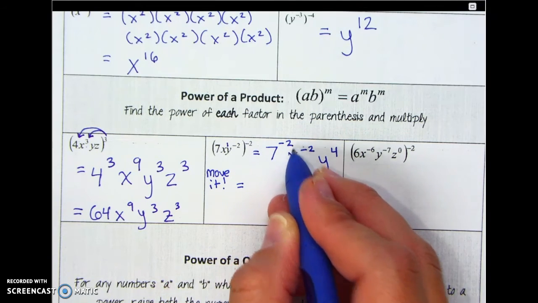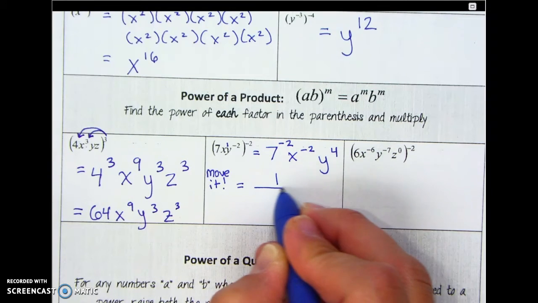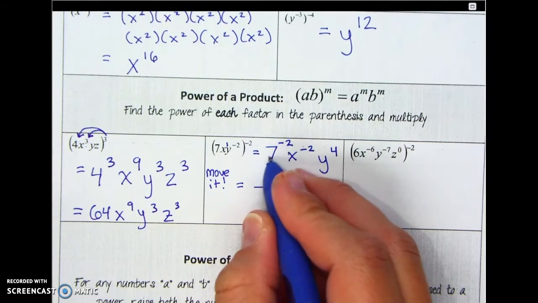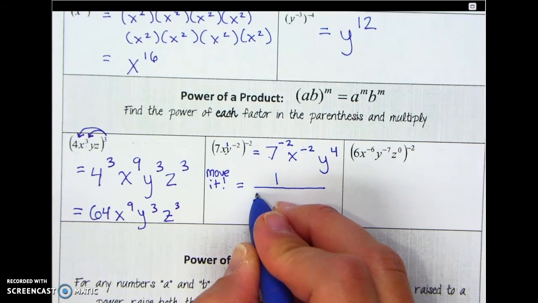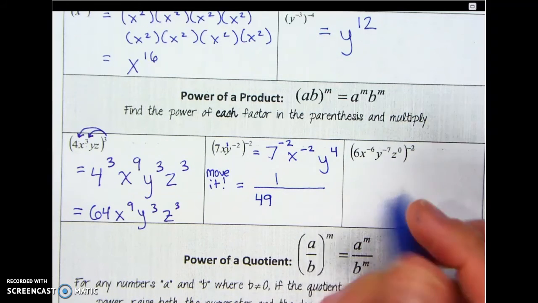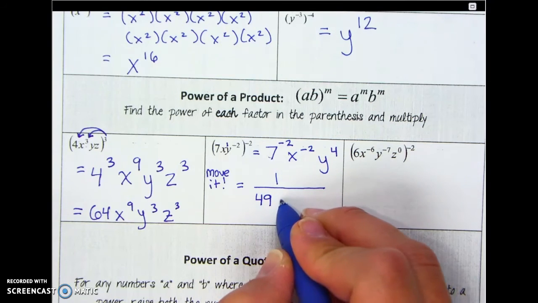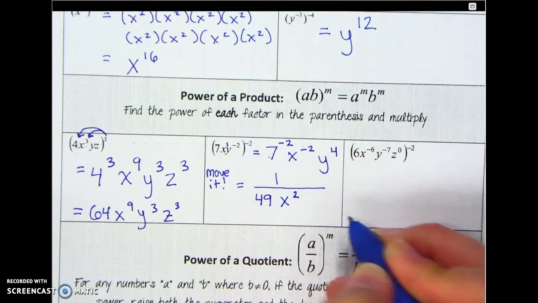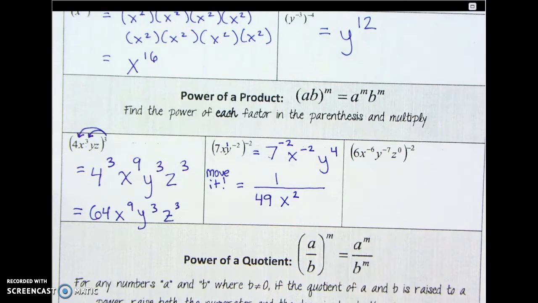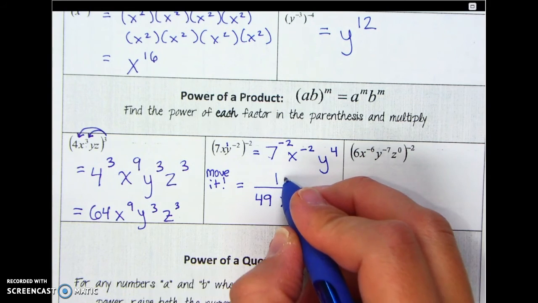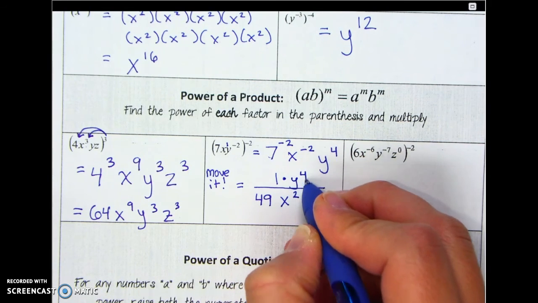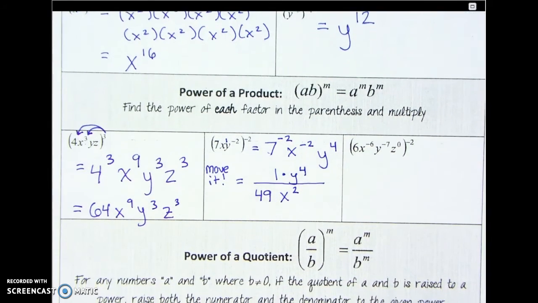7 to the negative 2 is going to be 1 over 7 squared. What is 7 squared? Good job, 49. Does the x have a negative power? Yes, so where does it need to move? To the denominator as x squared. Does the y have a negative power? No, so it stays in the numerator, and that's your final answer.